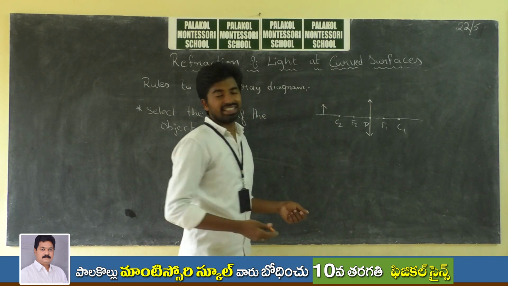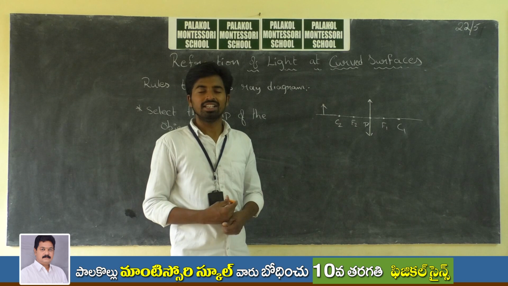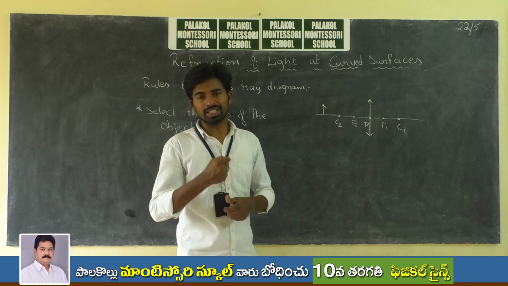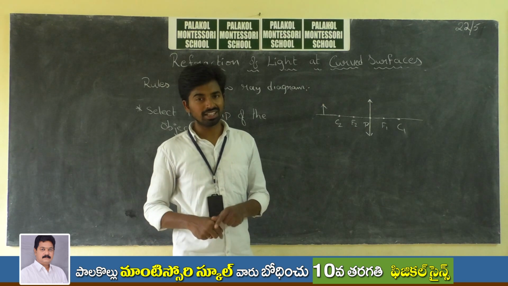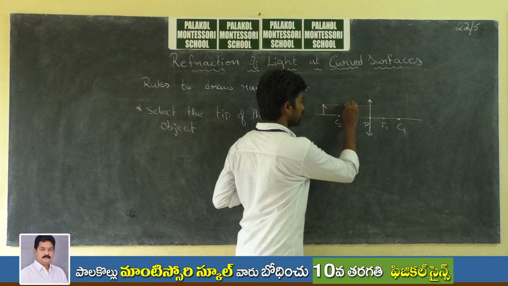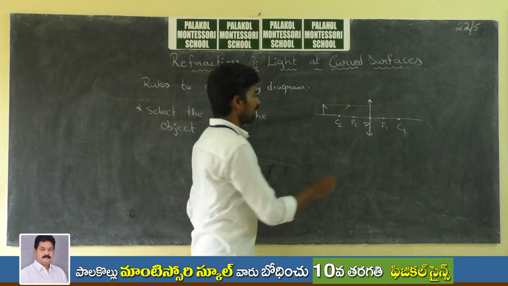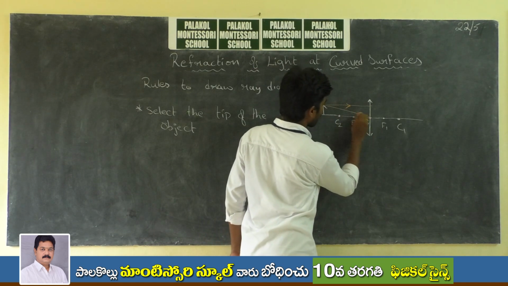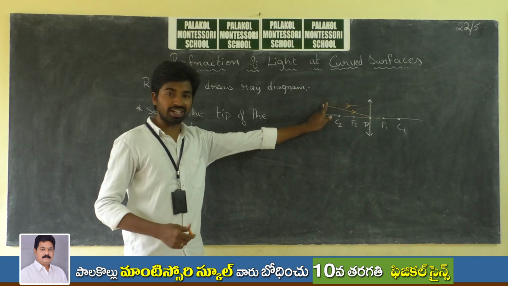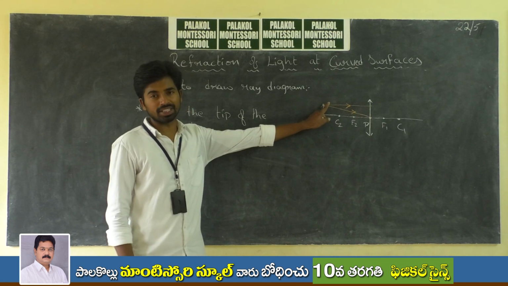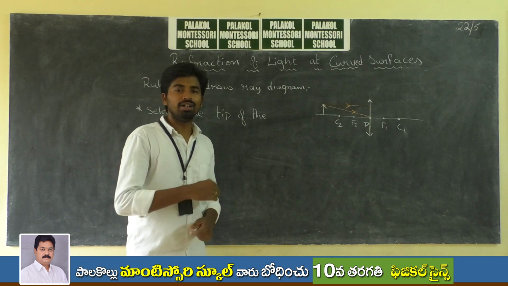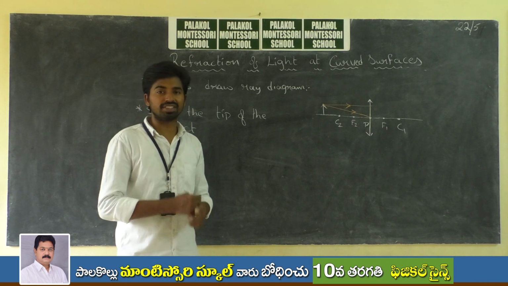In the previous session we have seen some behaviors of light rays, and from that behavior, draw two light rays. I was drawing the two light rays: one is parallel to the principal axis, and another light ray passes through the pole. So select two light rays from the selected tip of the object, from the situations we have discussed in the previous session.